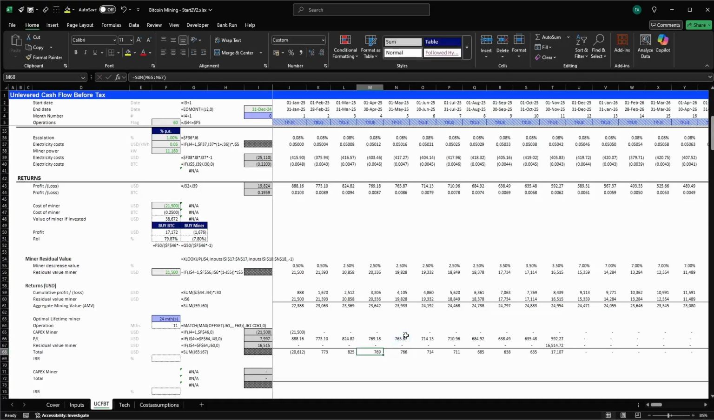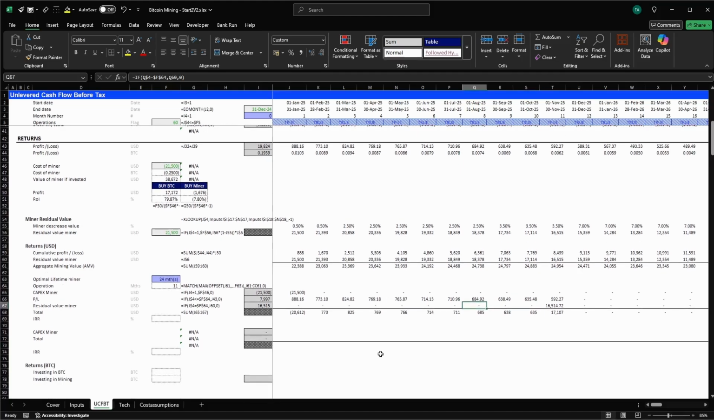Okay, so this is the cash flow that we have for this project. The assumption here is that we're not accumulating in Bitcoin, but we're getting the money back to our pockets. Okay, so that's what we are doing over here. What we can do now is calculate our IRR.